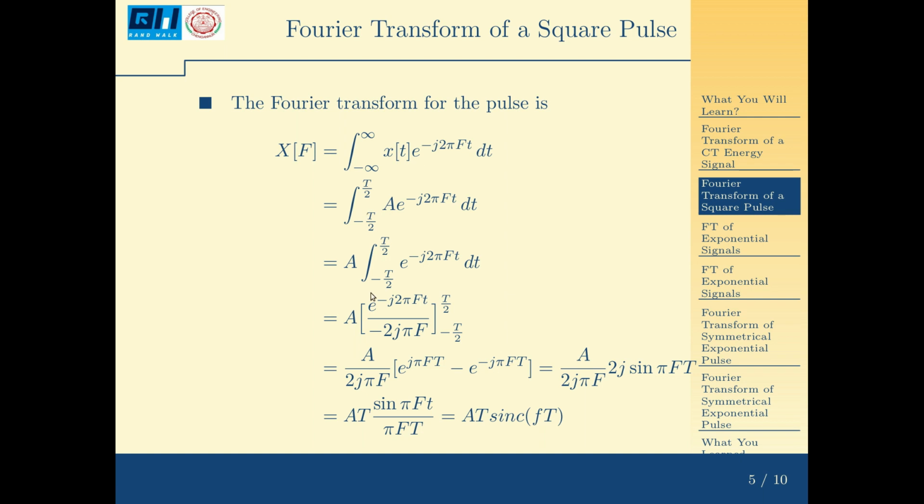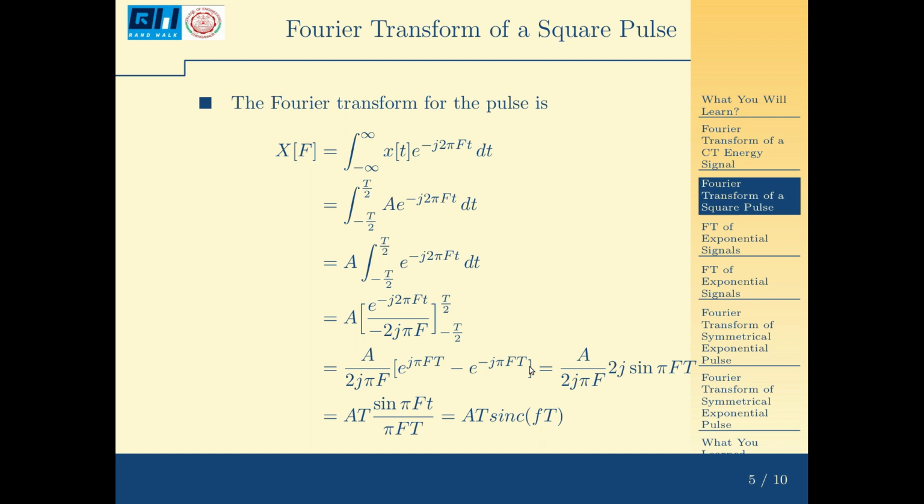So this becomes A times the integral from minus T by 2 to T by 2 of e raised to minus j 2 pi F t dt. When I perform this integration, this becomes e raised to minus j 2 pi F t divided by minus j 2 pi F, with limits from minus T by 2 to T by 2. So when I apply the limits, because there is a negative sign here, the limits are interchanged. The upper limit becomes e raised to j pi F T, and the lower limit becomes e raised to minus j pi F T.